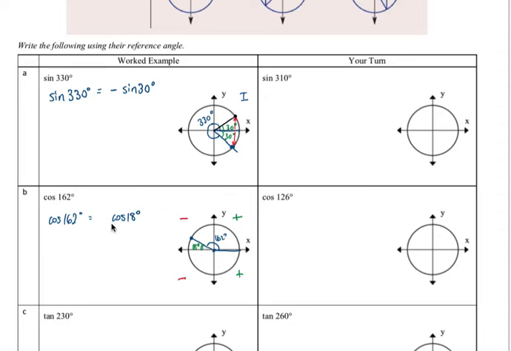Then I need to decide, do I have to make cosine 18 negative or positive to match cosine 162? Cosine 162 is negative because it's cosine and that's our x value. We can see here that the x value will be nearly negative 1, right? So negative 0.8 or something like that. So we know that it has to be negative. Cosine 18 is over here, which is positive. Therefore, we need to change that into a negative.